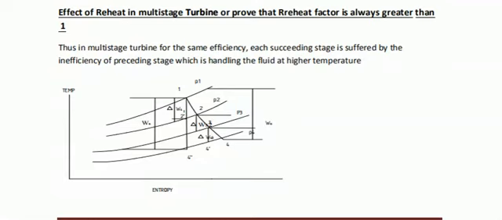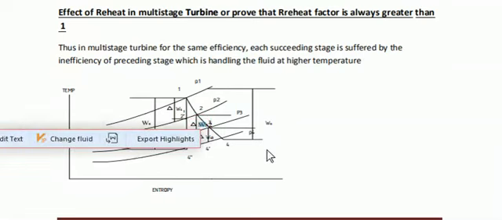For that we have to consider the temperature versus entropy diagram, which is given here. This is the temperature versus entropy. Thus in a multi-stage turbine, for the same efficiency, each succeeding stage is affected by the inefficiency of the preceding stages, which is handling the fluid at a higher temperature. As in the case of the compressor, here also in the turbine, each stage efficiency depends upon the succeeding stage efficiency.